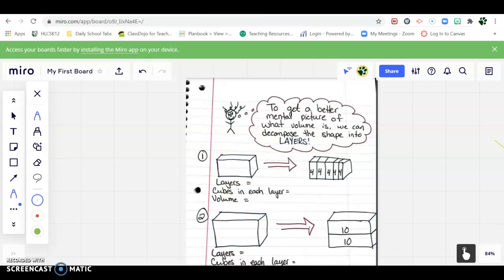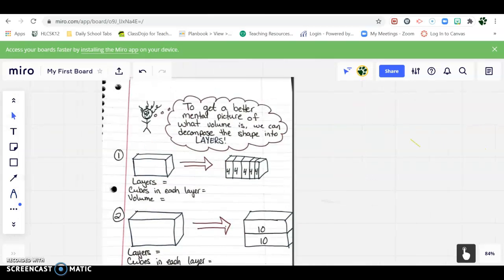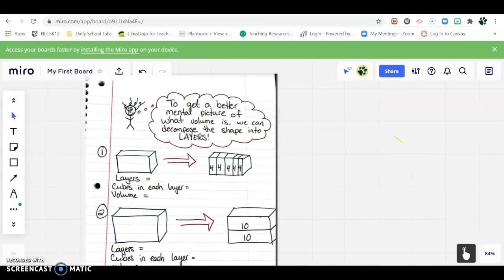Looking at our math notes on the second page, briefly, we are looking at volume, and how we can identify the volume of a rectangular prism by looking at the layers, which are the slices of the prism, and how many cubes are in each layer.